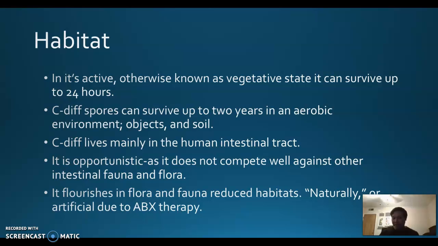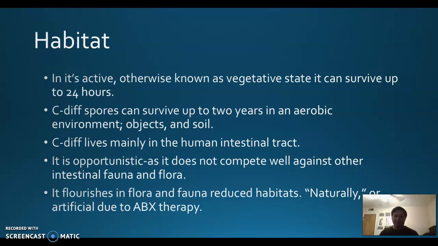It's also opportunistic. And what this means is that it doesn't do well in competition against other intestinal fauna and flora in this case. When they compete for resources such as food and living space and things like that, it doesn't usually do too well.